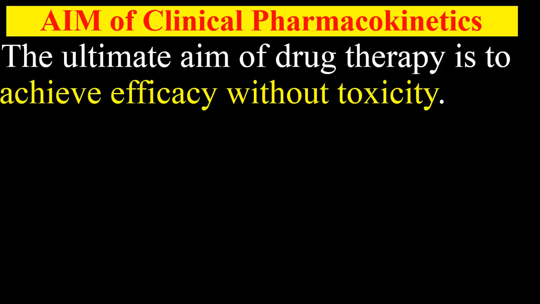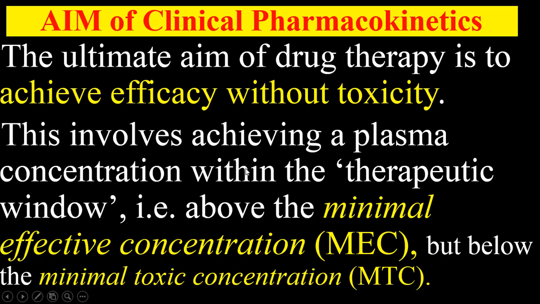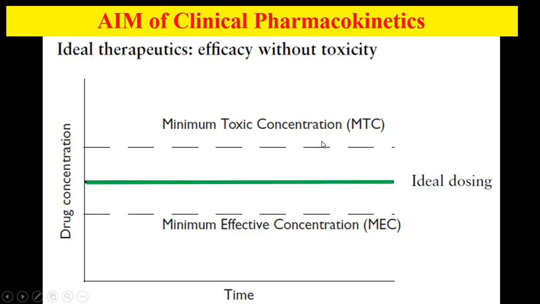Okay, the aim of clinical pharmacokinetics, as I have just said, is efficacy without harm in humans. That means this is achieved by keeping the plasma concentration within the therapeutic window. What is the therapeutic window? This is the therapeutic window. In between these two concentrations, it is the therapeutic window. So what is the higher level? Let's see what this is.